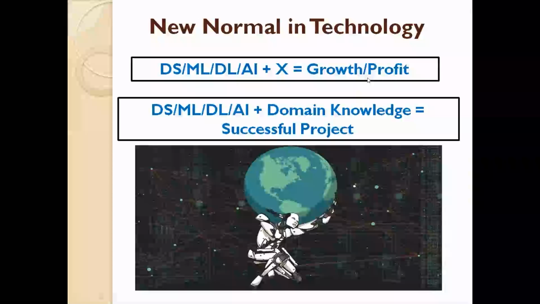And from that point of view, this equation has been written by the researcher. They said that adding data science, machine learning, deep learning, and artificial intelligence to any X, you are always going to get the profit and the growth. What is the meaning of this equation? Again, I'm repeating, adding data science and machine learning and deep learning and artificial intelligence to any X is always going to give you profit and the growth and the business.